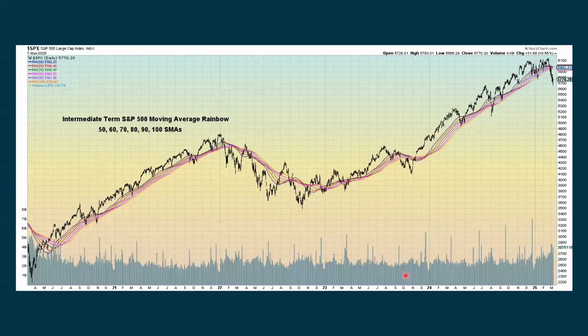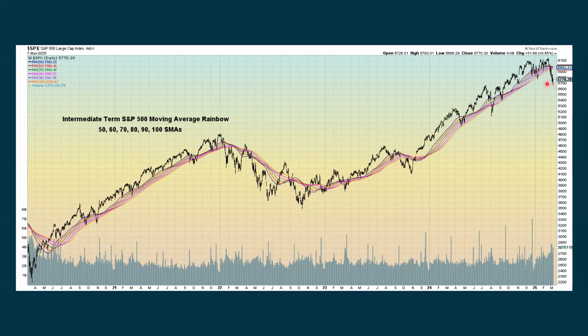Intermediate term, another rainbow. This looks at a 50 period moving average up to a 100 period moving average. And now we're seeing where the intermediate term is more vulnerable at this point. The lines are slower, and so they don't roll over as fast, but we are bunching up here.